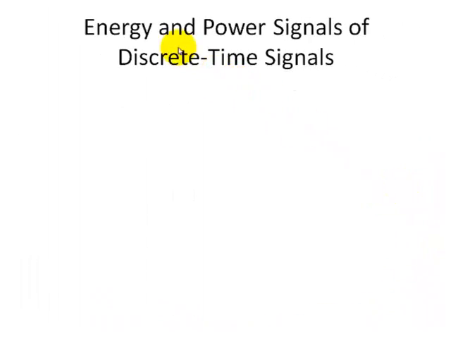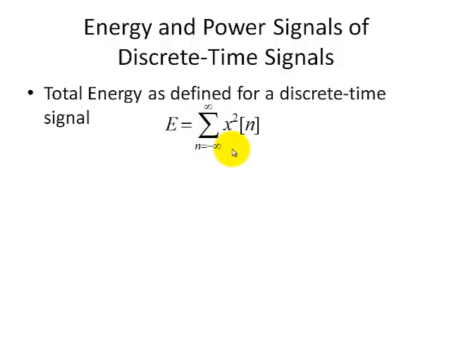Now we're going to take the energy and power signals that we talked about for continuous time systems, and do it with discrete time signals. So here's our definition of total energy for a discrete time signal, where we square each value of the discrete time signal and add them all up from minus infinity to infinity. So that's our definition of energy for a discrete time signal.